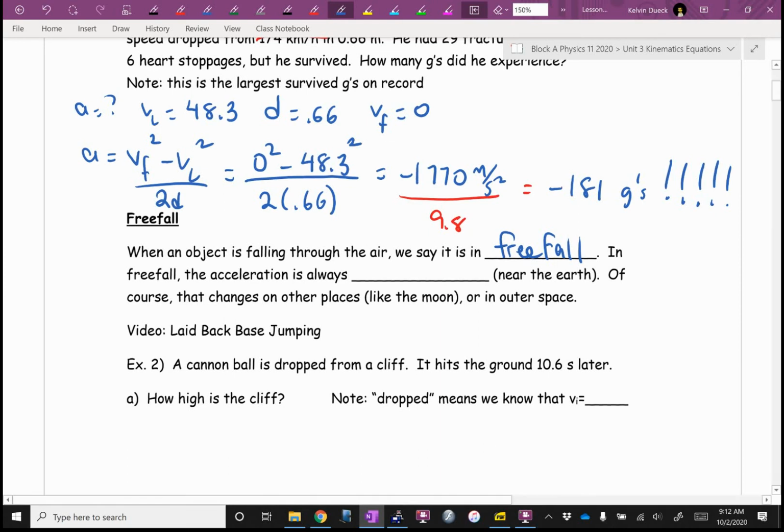In free fall, as long as we're near the Earth, the acceleration is always negative 9.8 meters per second squared. We often use a lowercase g instead of an a for acceleration, just to let people know, hey, that 9.8 is from good gravity. Of course, that changes in other places. G on the moon is about 1.6. As you move further from Earth, G gets weaker. G on the International Space Station is about 9.2.